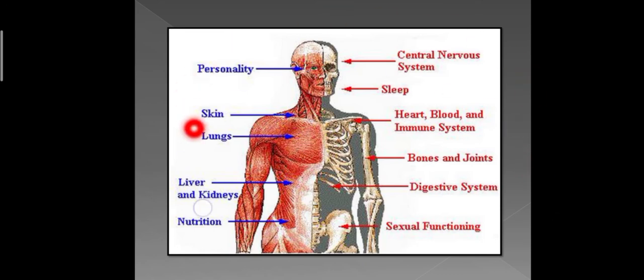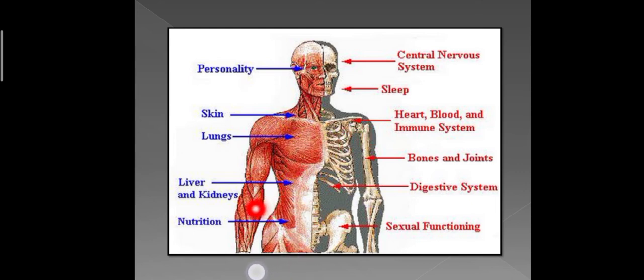This diagram is showing the effects of overconsumption of alcohol. It can cause effects on the central nervous system, personality damage. It can also disrupt the sleep cycle, and can cause effects on the skin, lungs, liver, kidneys, digestive system. It can also lead to harmful effects on our bones and joints, heart, blood and immune system.